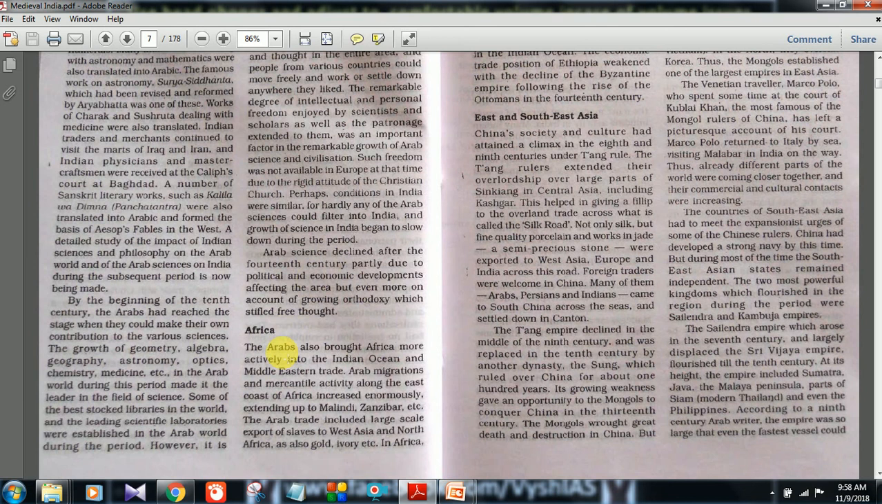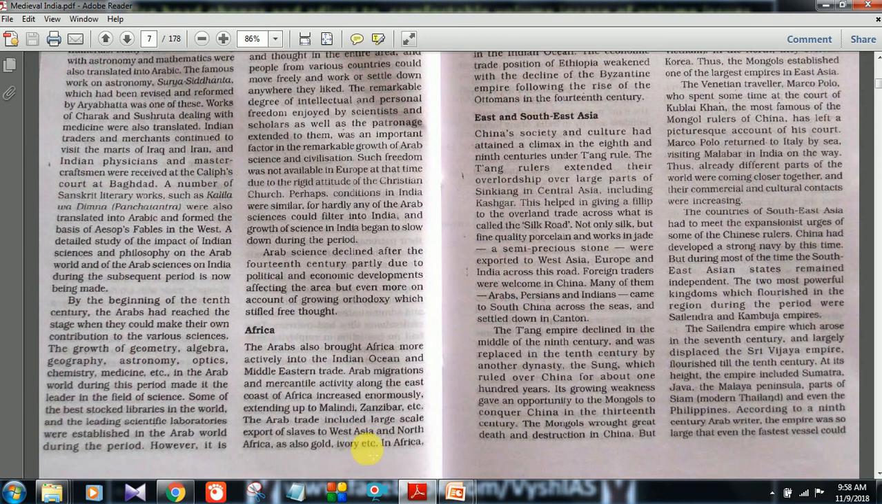Now we'll see Africa. The Arabs also brought Africa more actively into the Indian Ocean and Middle East trade. Arab migrants and mercantile activity along the east coast of Africa, where you have this Somalia region and all, Somalia, Ethiopia, increased enormously, extending up to Malindi, Zanzibar, etc. The Arab trade included a large scale export of slaves to West Asia and North Africa. So this is again why the connection happens.